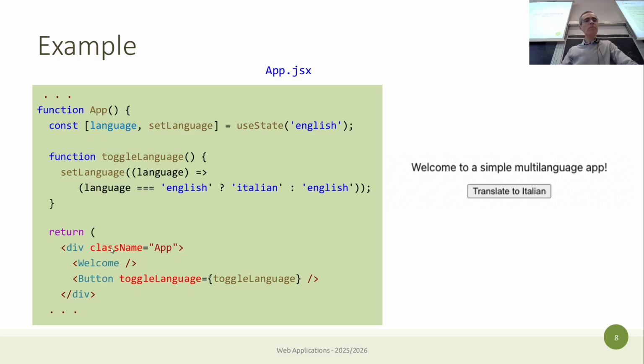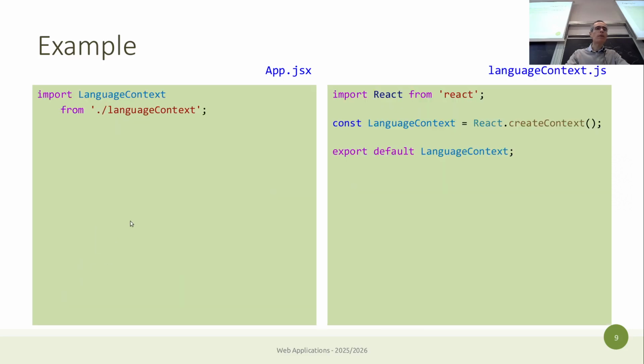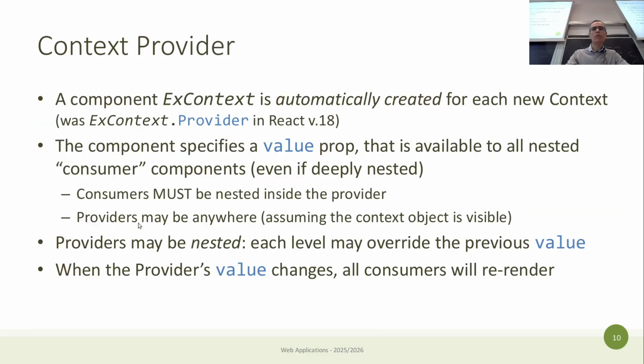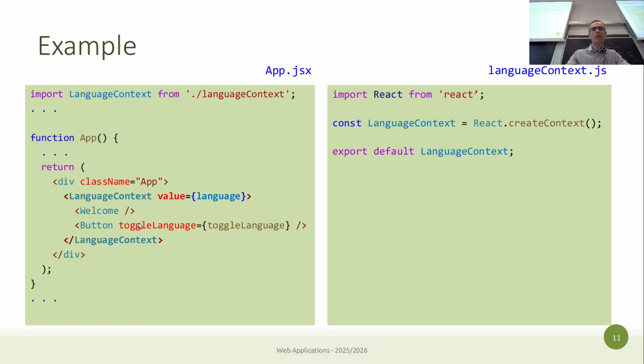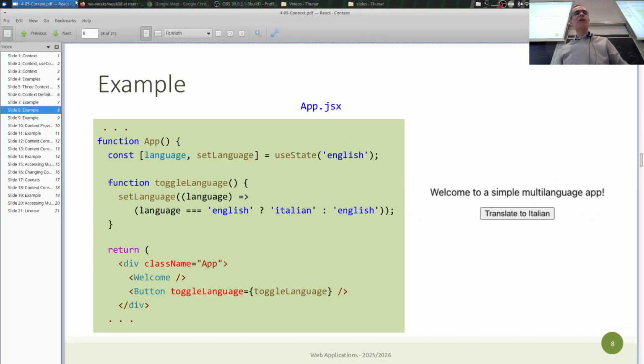Okay? And then return div className app, this className is just for styling, we can ignore it. Welcome, button toggleLanguage, and this button, of course it's a React component, you see the uppercase letter here, which we define somewhere, I don't have it, so let me see the example. I want to show you the code.